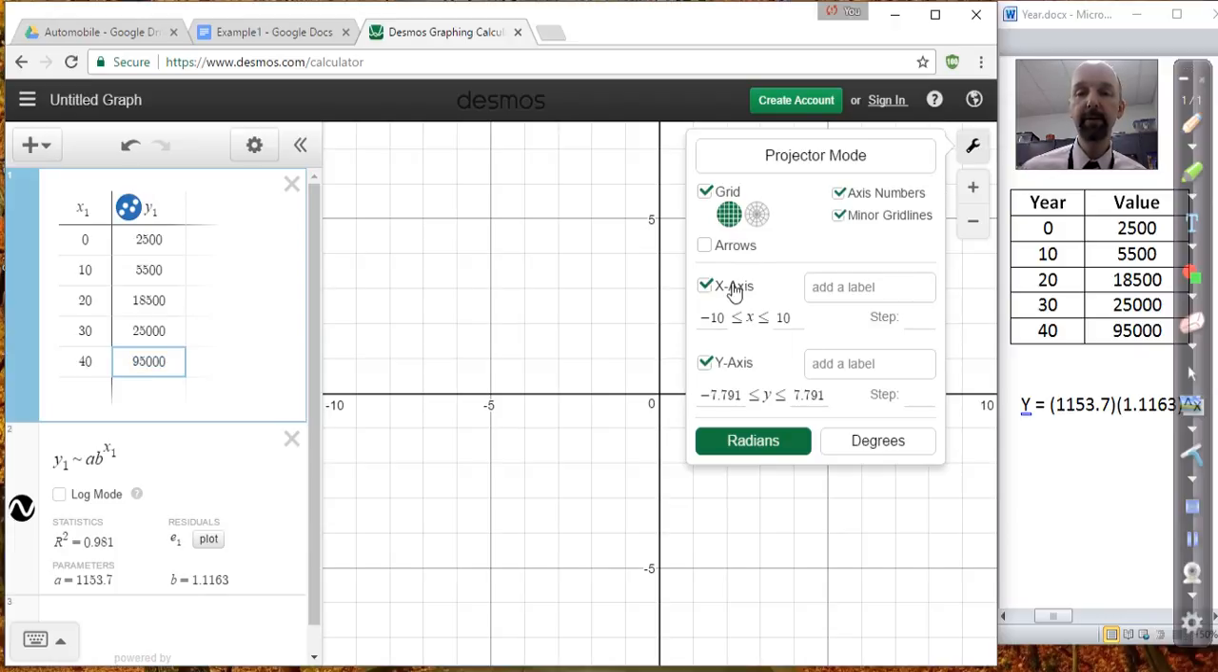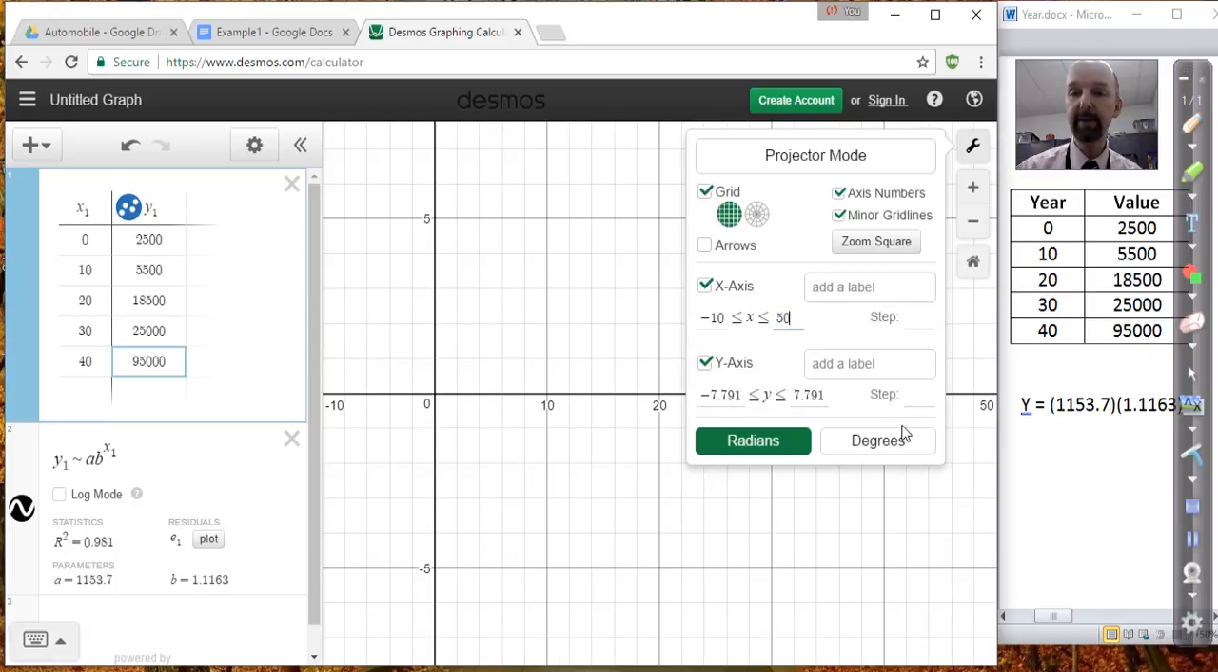wrench there. I'm going to do the X-axis, and I have to think about this. What's reasonable? It starts at 0. I like to start below 0. Since it's counting by tens, I'm going to start at negative 10. And I'm going to go up to 40, so I'm going to go to 50. Give myself a little breathing room on both sides.